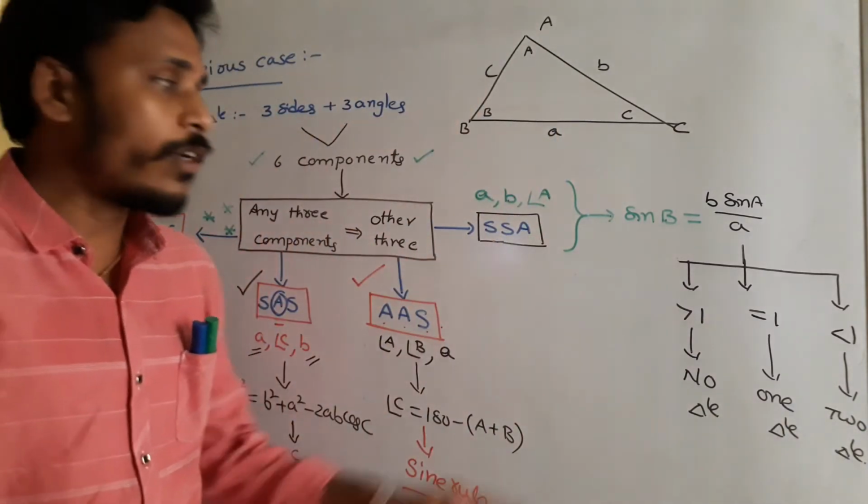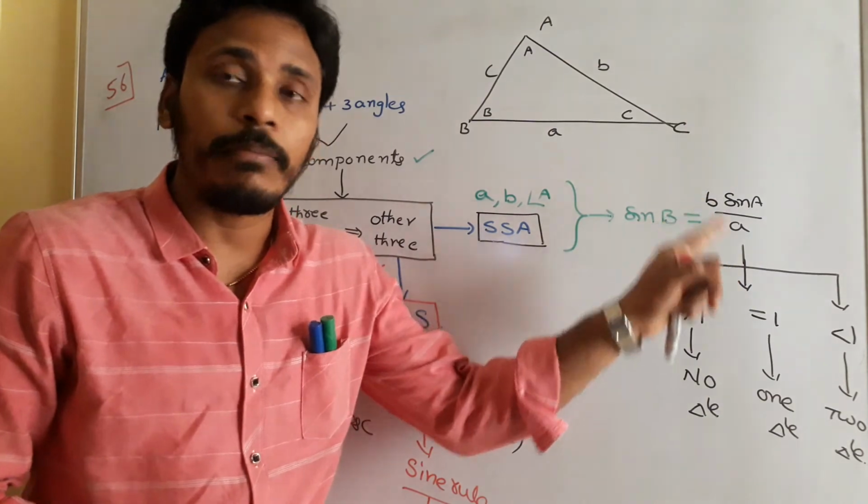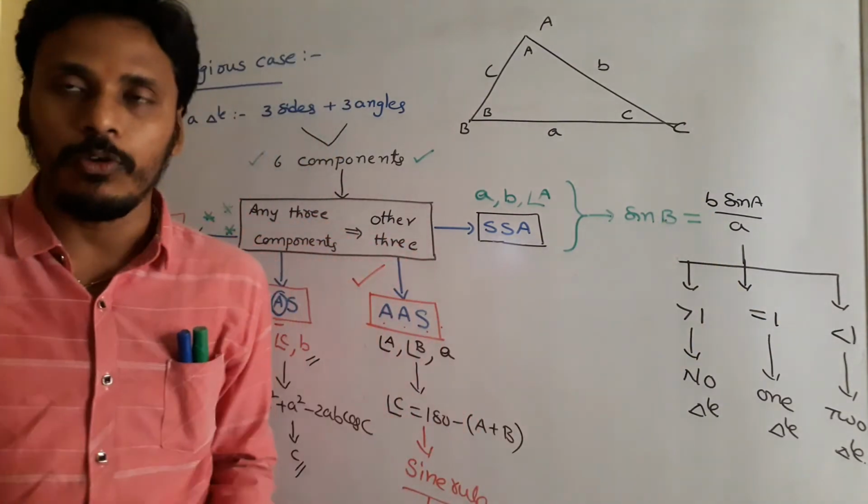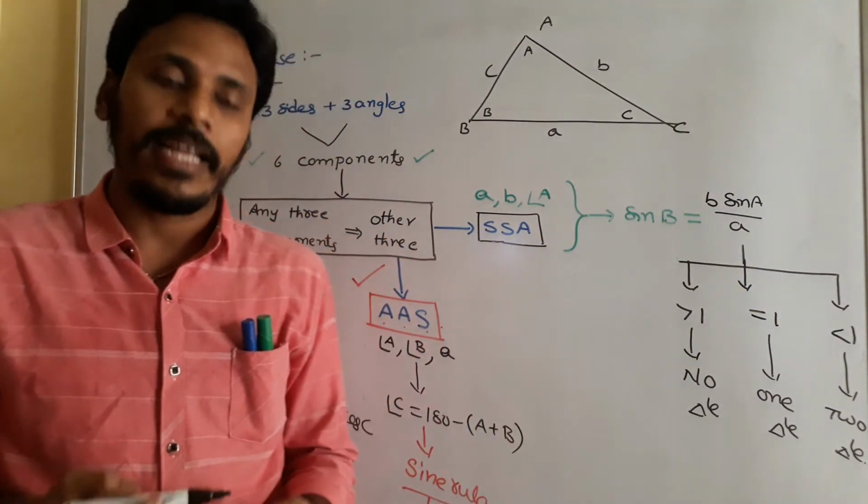Why? Because suppose sine B value is a number less than 1, like 1 by 2. For our explanation, I am taking it as 1 by 2.